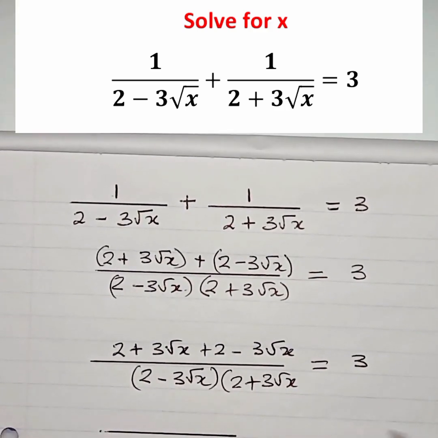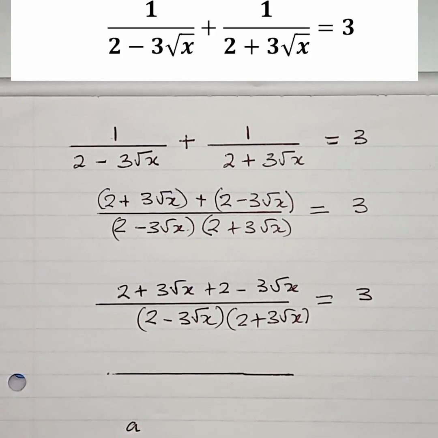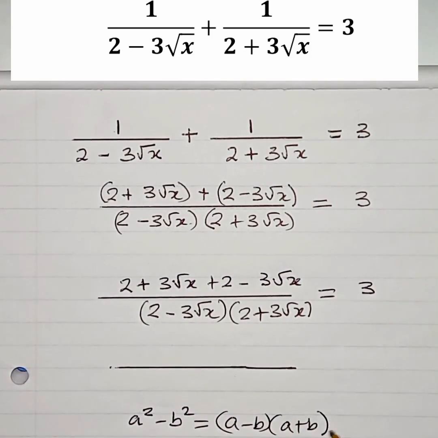Right now, we are going to use the difference of two squares on that part. All right, we are going to say a squared minus b squared is equal to a minus b and a plus b. So we're just going to use it on that.